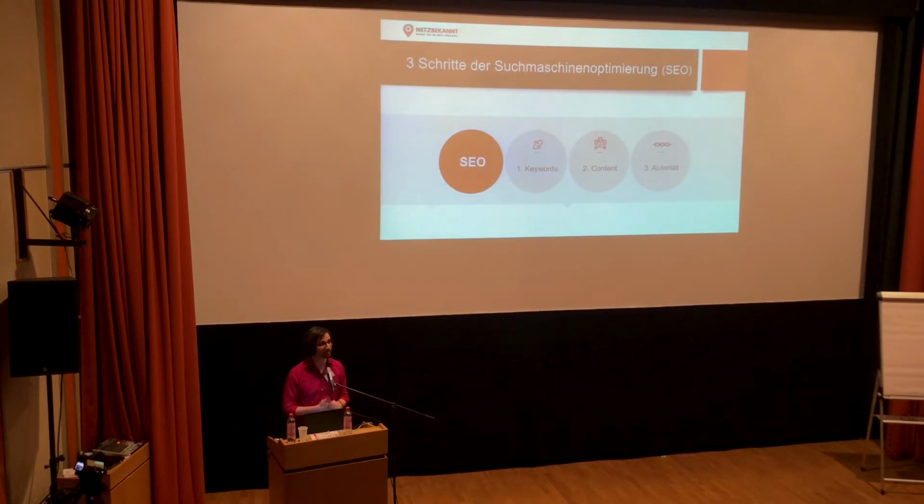The second step is to create the best content possible, because in the end, why should Google rank you better than your competitors if your content is not better than that of your competitors? So the second step is, when you know which keywords you want to rank for, to create the right content for that. And the third one is authority.